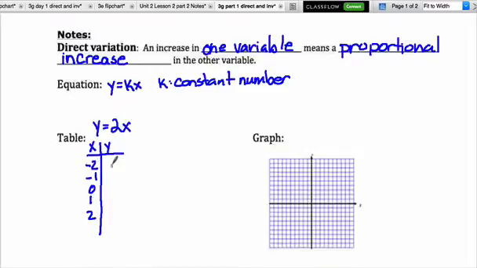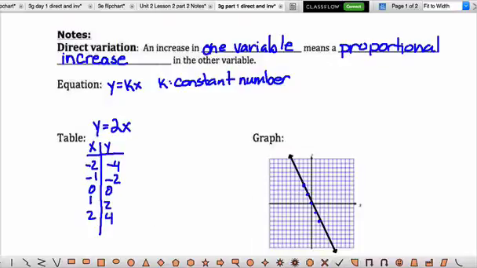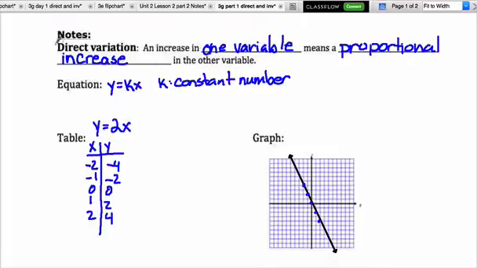Okay, so if I plug in -2, I get -4. If I plug in -1, I get -2. If I plug in 0, I get 0. If I plug in 1, I get 2. And if I plug in 2, I get 4. So let's plot these points here. -2, -4; -1, -2; 0, 0; 1, 2; and 2, 4. Connect the points, we get a line. So a direct variation looks like a line.